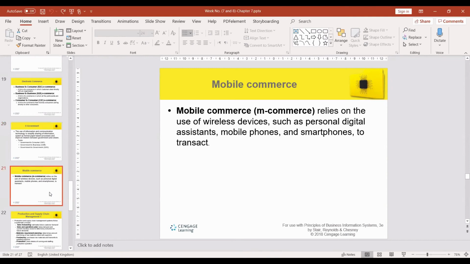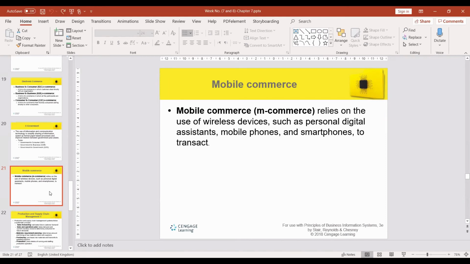Okay. Then mobile commerce. We have already had a discussion in one chapter. As you know, using mobile, you can do all your business. Commerce means business, online business. So we are using mobile phones, and mobile is very common nowadays. We can do almost everything using the mobile. It relies on the use of wireless devices such as personal digital assistants, mobile phones, smartphones for the transaction.